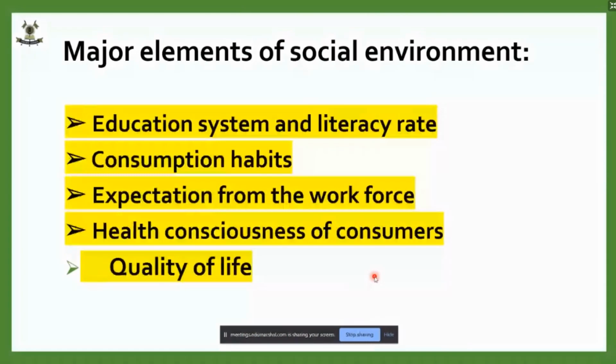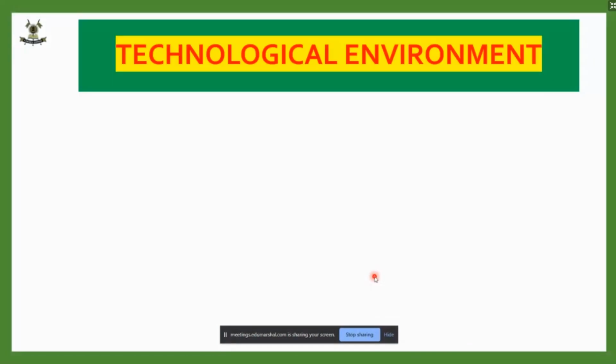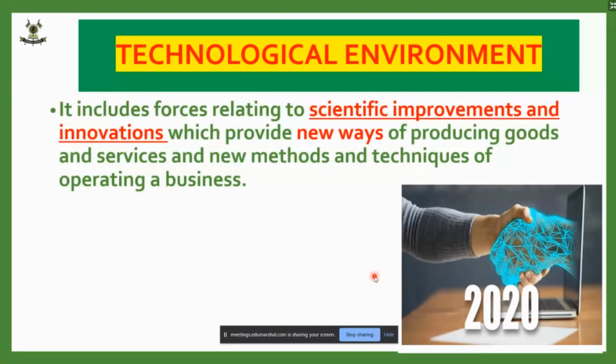Fine. Then the third type of factor is technological environment. Technological environment means any kind of improvement in technology, new products coming in, new types of services being provided. You see the educational services being provided now. What is this? This is technological environment creeping in.